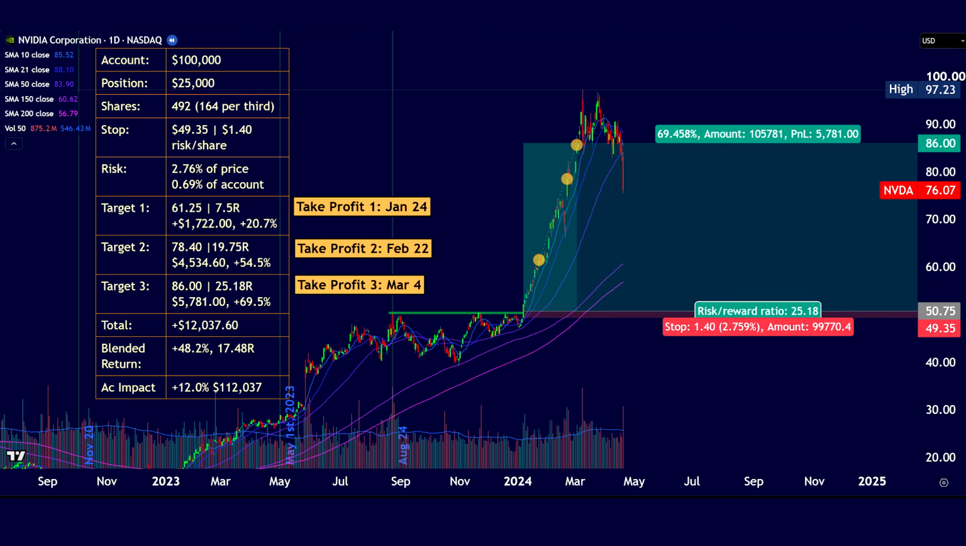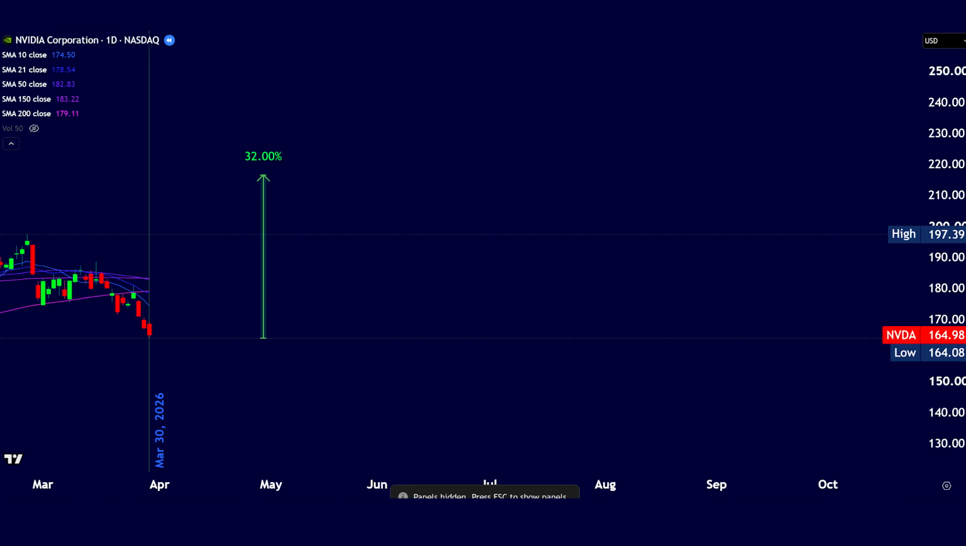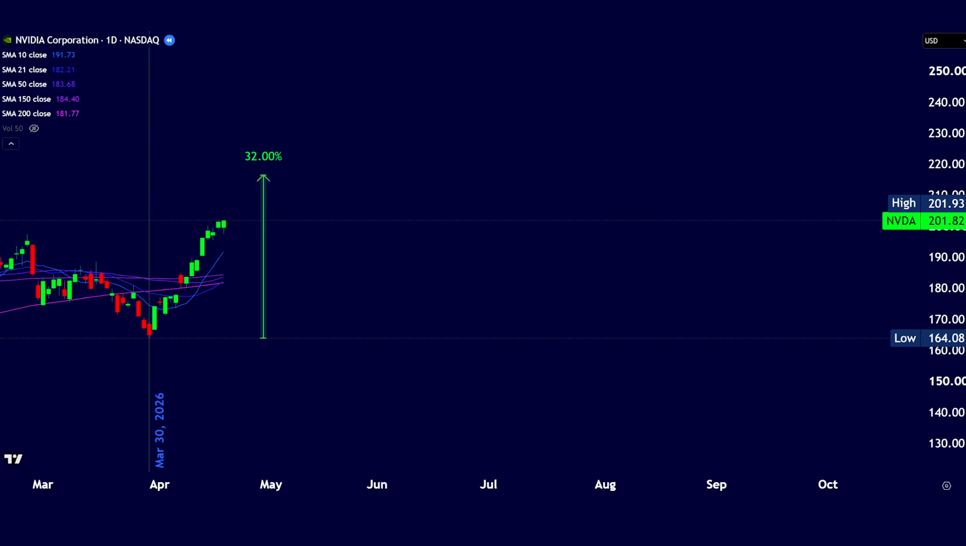That's the version everybody wants to show you. Clean base, clean breakout, clean exit. Trade 3 is a different flavor, and it's the one that'll change how you think about selling. Spring 2026. NVIDIA runs from 164.08 on March 30th to 216.57 on April 27th. 32% in 4 weeks. Textbook stage 2, every average stacked.